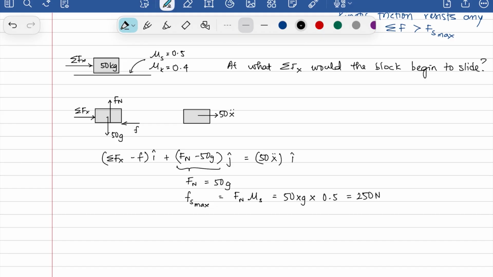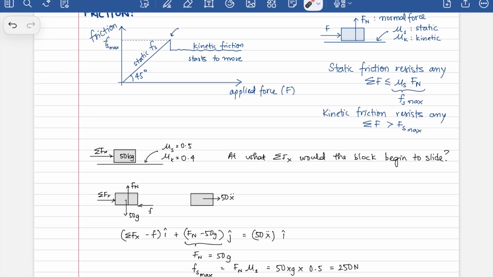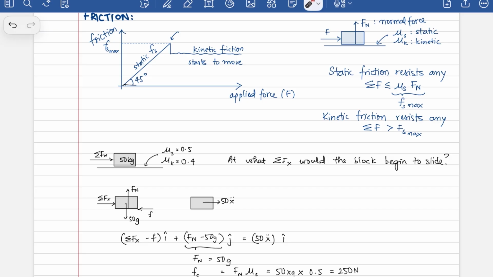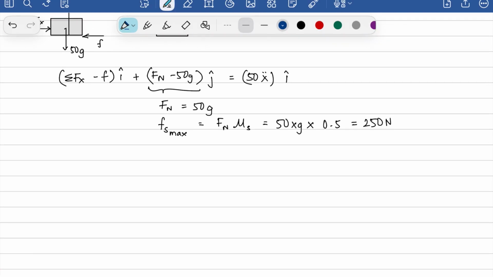Okay, so the question does ask you at what Fx will the block begin to slide. So that is when it has reached this point here, that is your Fs max. So your applied force is essentially this here, sigma Fx in this case. As we're increasing it, once you reach this point here, it starts to slide. There's relative motion now. And because it says begins to slide, that means this x double dot is equal to 0. It's the limit. It's when it just starts to slide.